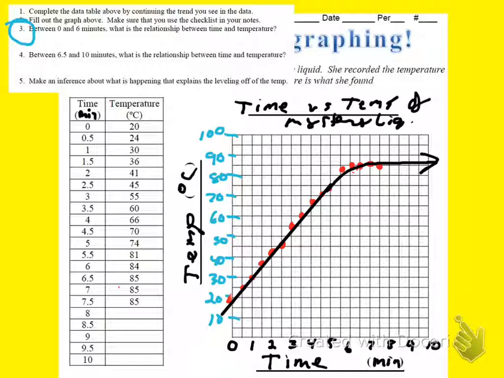So that's the basics on making a graph, and I hope that helps you out.